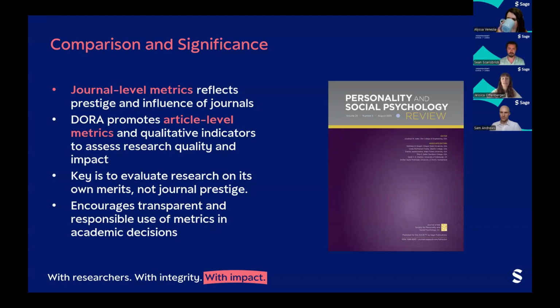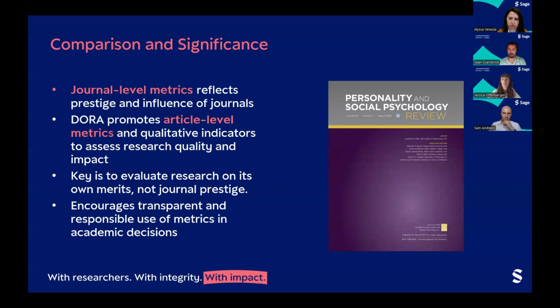Article level metrics, on the other hand, focus on the impact and visibility of your specific research paper. Metrics like citations, altmetrics, and download counts give us insights into how widely and how quickly an individual article is being noticed and used within the research community and beyond. So these metrics offer a more nuanced view of a researcher's impact, allowing you to gauge the societal and academic influence of a specific paper.